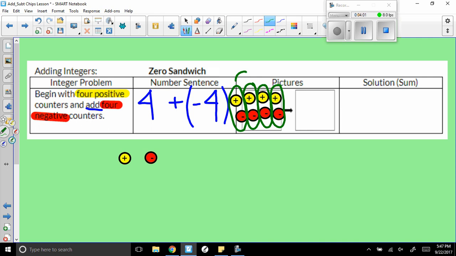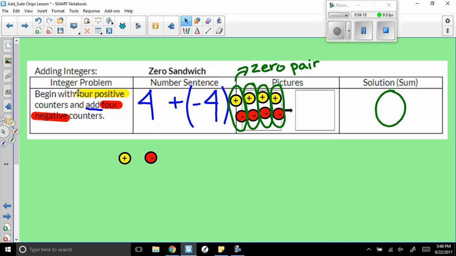So I want you to draw a little arrow. This is called a 0 pair. Anytime you have a positive and a negative, it makes 0. So I circled all the pairs that I could, and I have nothing left. So my solution is going to be 0.